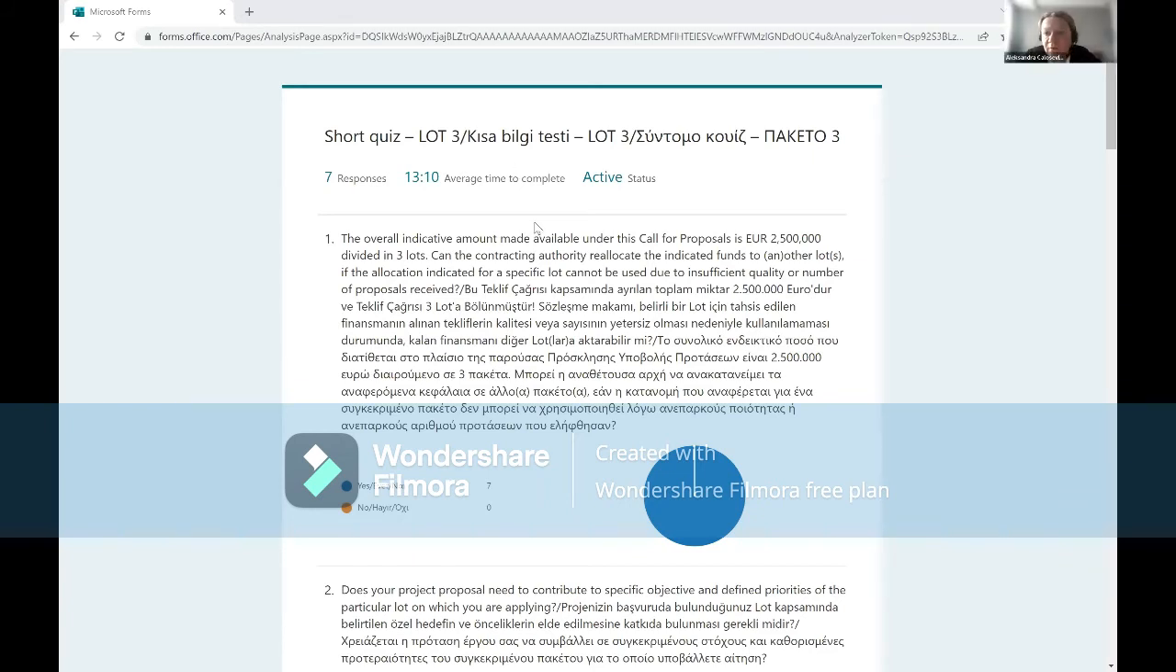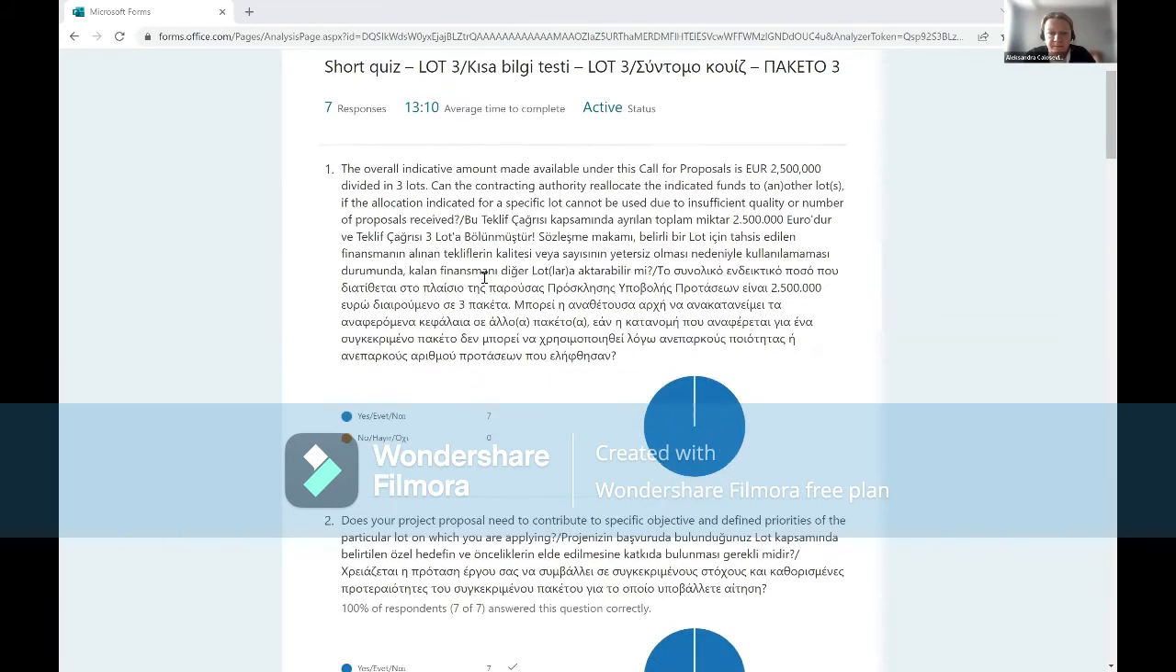Okay, I think it's time to go back to the presentation part. I hope you enjoyed your break. I just wanted to briefly go through the answers that we received, because we're using these Microsoft Forms. The analysis of results for any survey or any test is done quite quickly. Question number 1: whether the contracting authority can transfer funds from one lot to another, regardless of the tentative, indicative amounts that they've presented in the guidelines for applicants. Excellent result. You've all understood that this is possible.